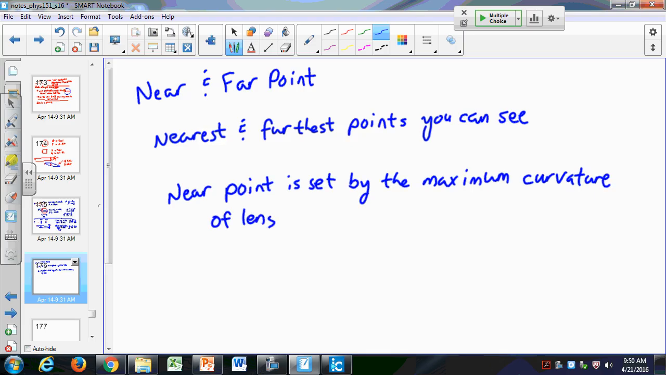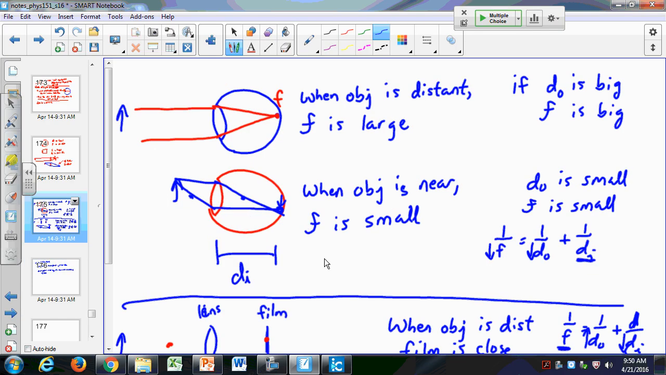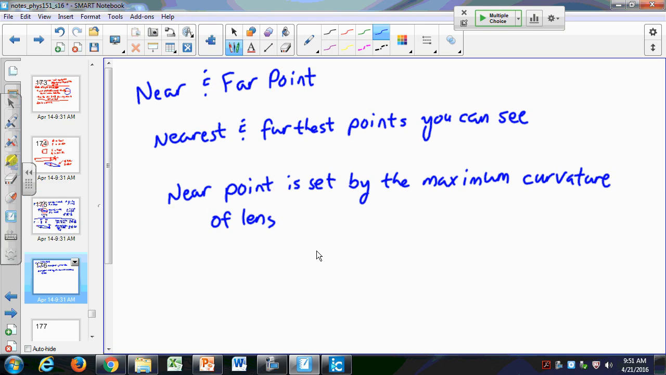Because remember, let's go back to that figure that we had before. When I have an object that is really near, my focal length gets small. Does a small focal length mean the lens is thin in the middle or wide in the middle? It's wide. So a lens with a short focal length is very wide in the middle. And there is a limit to how much your ciliary body can adjust that lens, and that limit tells us what our near point is.